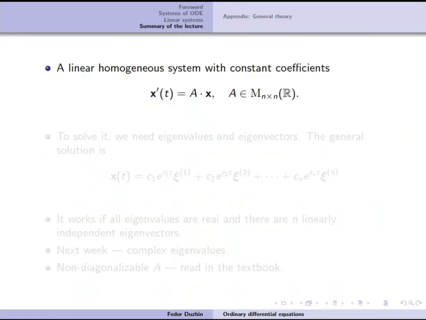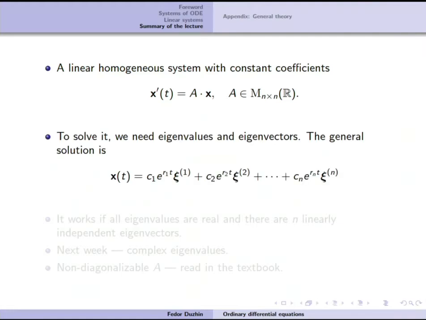Then a linear homogeneous system with constant coefficients is simply when the left-hand side is the derivative of the unknown vector, and the right-hand side is some matrix with constant entries times the unknown vector. Those systems can always be solved explicitly, and in order to solve it, we need eigenvalues and eigenvectors, with a little bit of caveat, right?